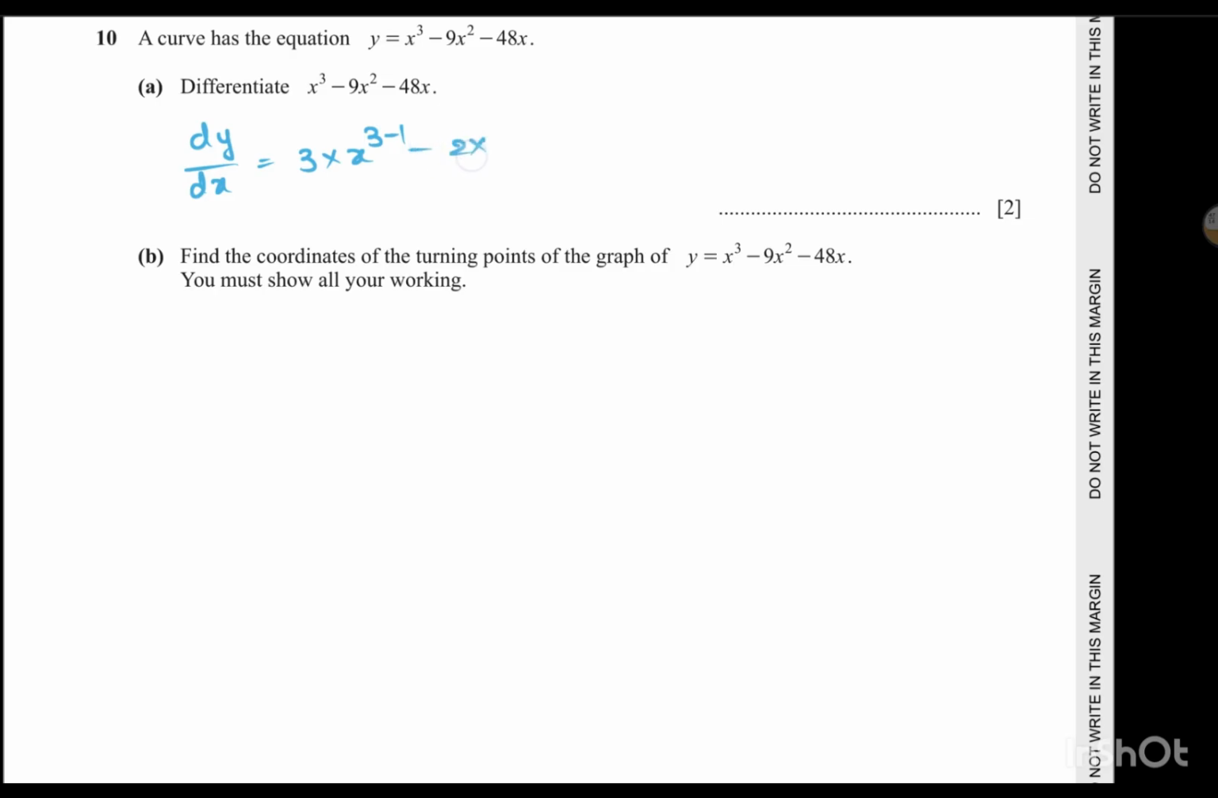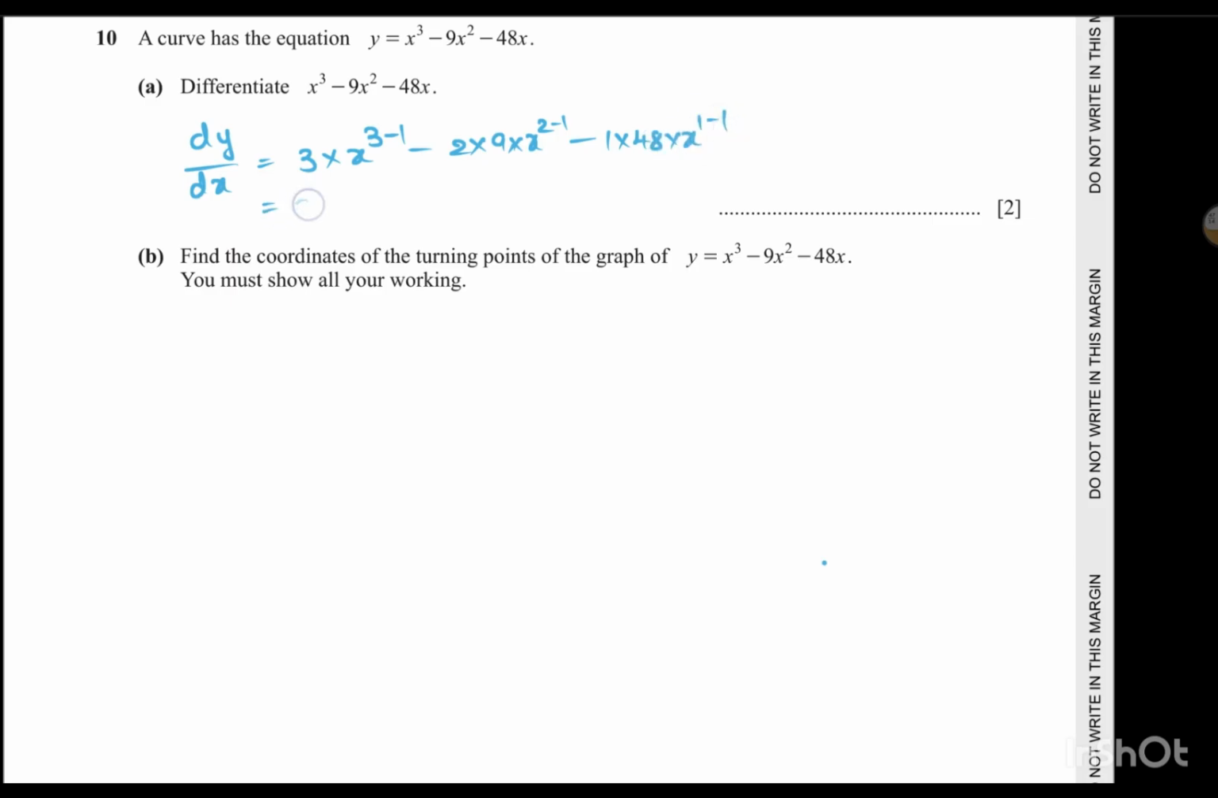Minus, the power is 2, 2 multiplied by 9 into x raised to 2 minus 1, that is 1. Then 48, because the power of x is 1 here, 1 into 48 is 48 and x raised to 1 minus 1. Okay, let me write it completely. So 1 into 48 into x raised to 1 minus 1.